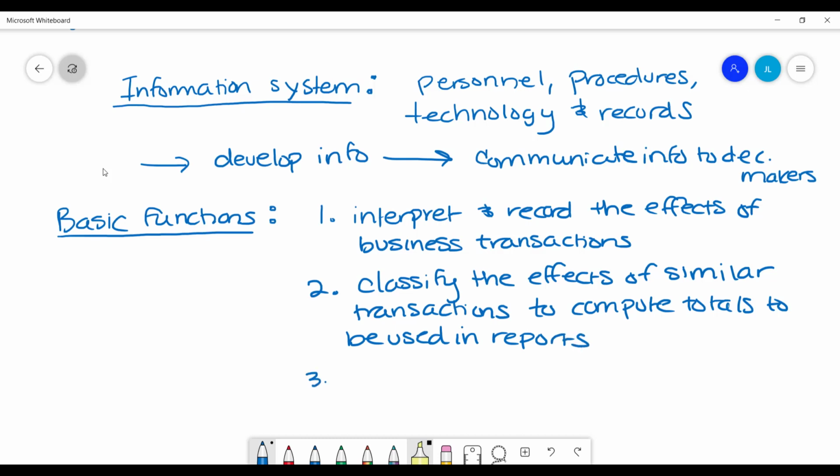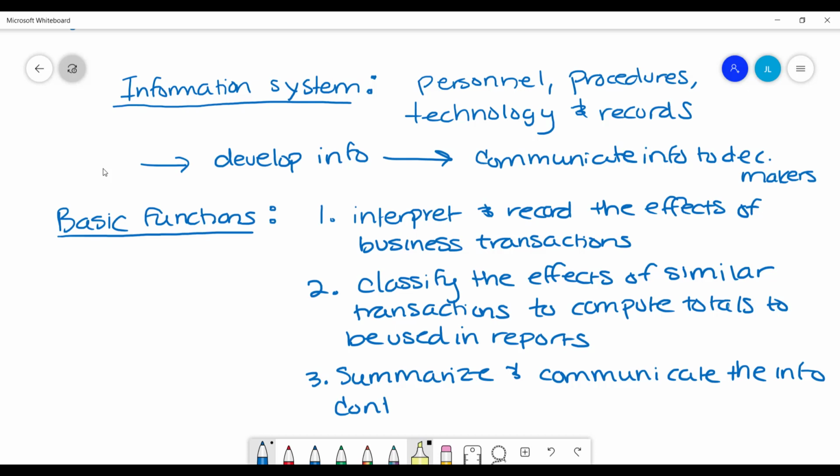And then lastly, another basic function of an accounting system or information system, they're pretty much synonymous, is to summarize and communicate the information contained within that system to who do you guys think? Right? What's one thing we've talked a lot about, right? And that is to those decision makers, those external decision makers in our case when we're talking about financial accounting.